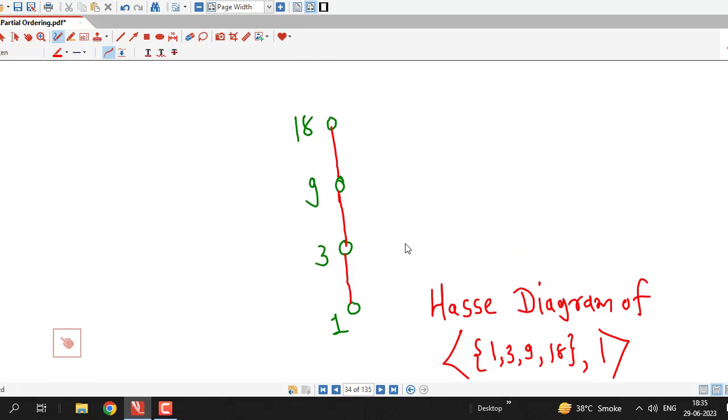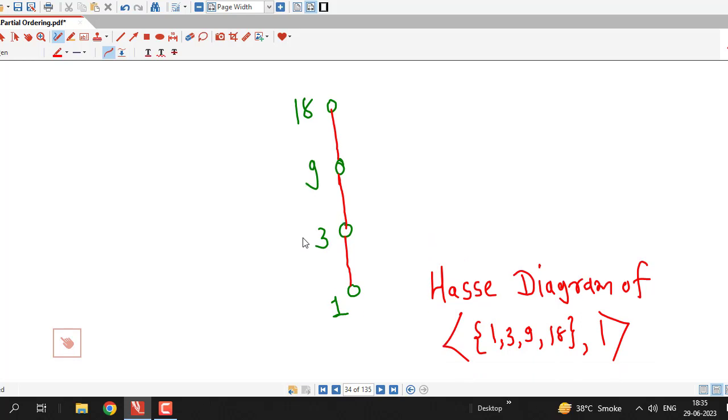Now from this we have to decide whether this is a totally ordered set or not. Whenever the Hasse diagram of a partially ordered set looks like this, you can see this Hasse diagram looks like a chain.